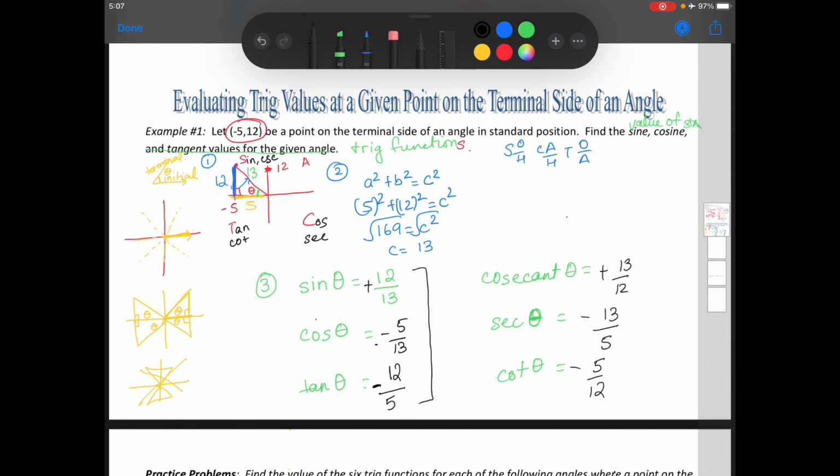So this is how you find the ratios for all 6 trig functions. Once you know the 3, you can find the other 3. Again, the whole idea is to know your reference triangle and use the Pythagorean theorem to find the third side. So good luck, finish up the lesson, guys, and if you have any questions, reach out to your teacher.